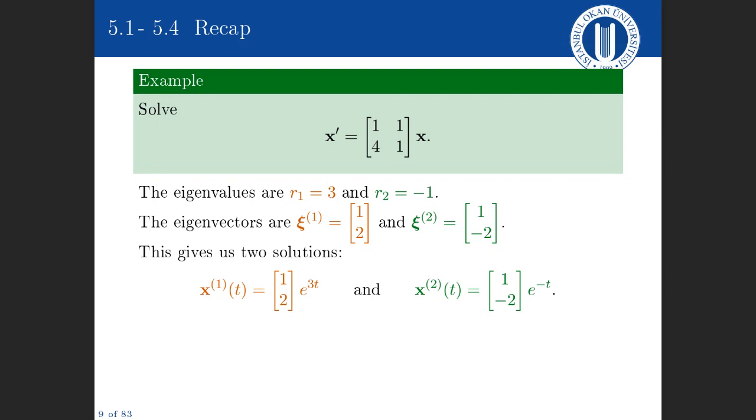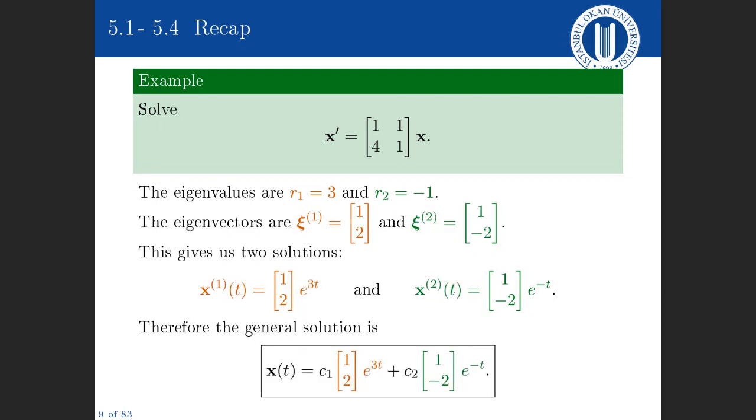As soon as we have our two solutions, the general solution is going to be a linear combination of these two functions. So the general solution to this system is C1, 1, 2, e to the power 3t, plus C2, 1 minus 2, e to the power minus t.